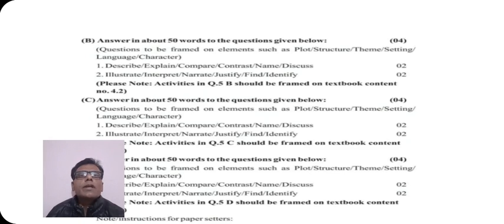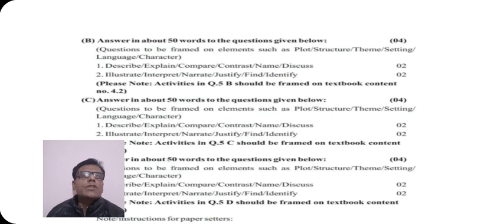So question 5b, answer in about 50 words to the questions given below. Four marks are there. Questions to be framed on elements such as plot or structure or theme or setting, language or character. So describe or explain or compare or contrast or name or discuss, 2 marks. Illustrate or interpret or narrate or justify or find or identify, 2 marks. The note is important.